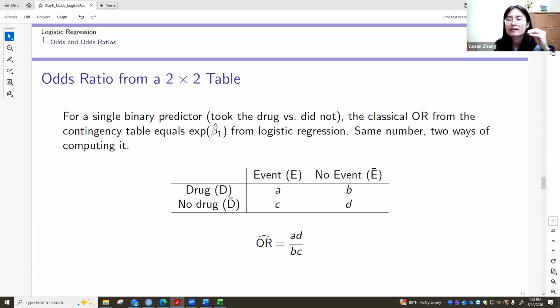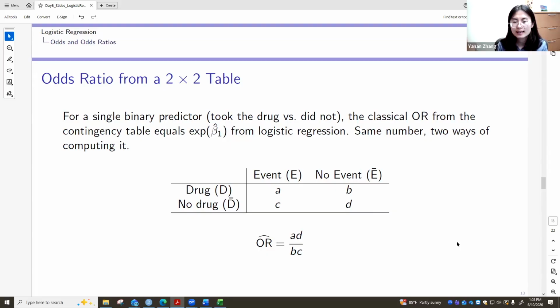We want to compare the odds of event in people who use the drug versus the odds of event for people who don't use the drug. So people who don't use the drug is the reference group. So when we set up this 2x2 table, make sure the first row represents the non-reference group, the exposure level, and the first column represents the success or event. And then we can use this ABCD formula, right? Which is AD over BC.